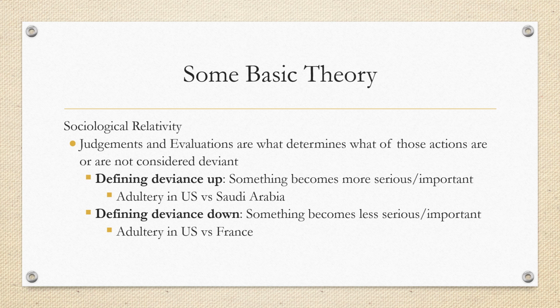So for example, adultery in the United States, cheating on one's spouse, is seen as being kind of a violation of the social contract in the United States. But adultery is not illegal in the United States. You can't be put in prison for adultery, but it is defined up in Saudi Arabia because you can be put in prison for adultery in Saudi Arabia, as opposed to defining it down in the United States. Again, we see cheating on your monogamous spouse as being a pretty severe violation of a social contract, but in some place like France, where they have more lax attitudes toward adultery, they are less likely to see that as a violation of community norms. Thus, between the United States and France, the deviance of adultery is defined down.